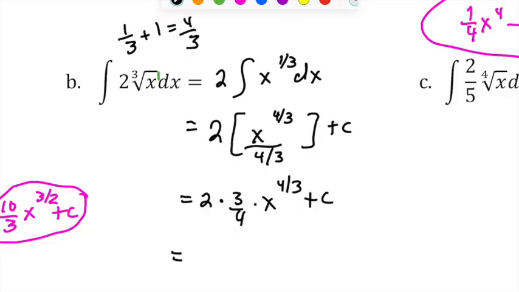Now simplifying, we have 2 times 3 on the numerator over 4, which simplifies to 3/2. So that we have 3/2 x to the 4/3 plus c.